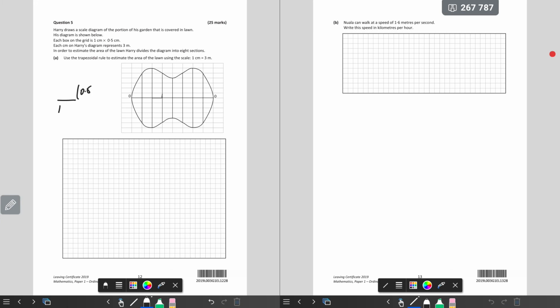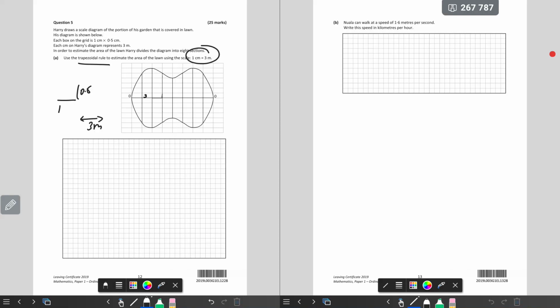Each centimetre in the grid represents 3 metres. So the width of each of these intervals is 3. So the width of them across is your 3 metres. It says use your trapezoidal rule to find the area of this. And there, once again, 1 centimetre is equal to 3 metres. So our trapezoidal rule, it's the width over 2.